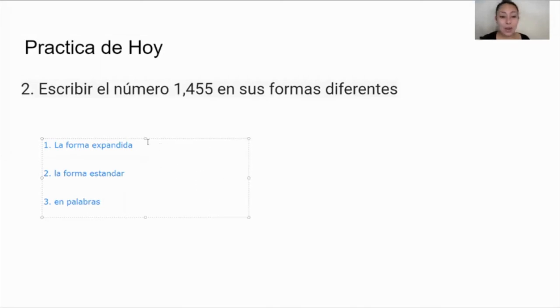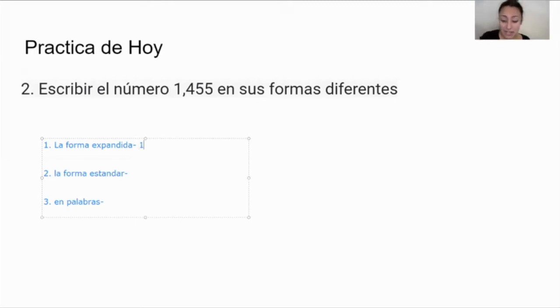Si quieres dibujar otra tabla, está bien, pero no es necesario. Es solo otra manera de visualmente ver cómo está rompido el número. Empezamos con la forma expandida. Recuérdense que es una manera de visualizar cómo está rompido el número en sus valores posicionales. Aquí quiero romperlo en las partes más grandes primero.